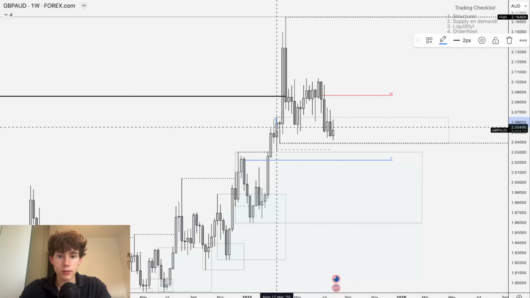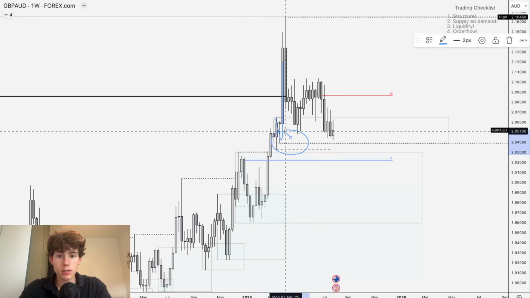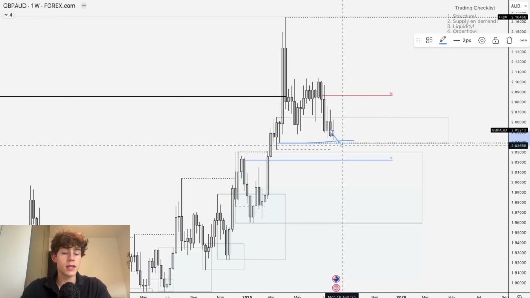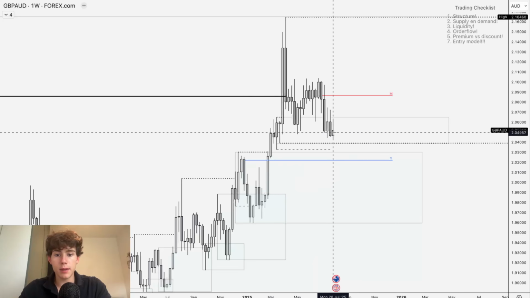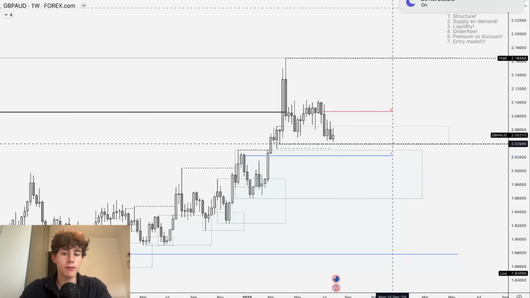So you see this little internal pullback, then we move up higher. Well, over here there's liquidity and I'm looking forward to take that out, and then afterwards maybe even tap in towards this open demand zone, which is also at the yearly level.